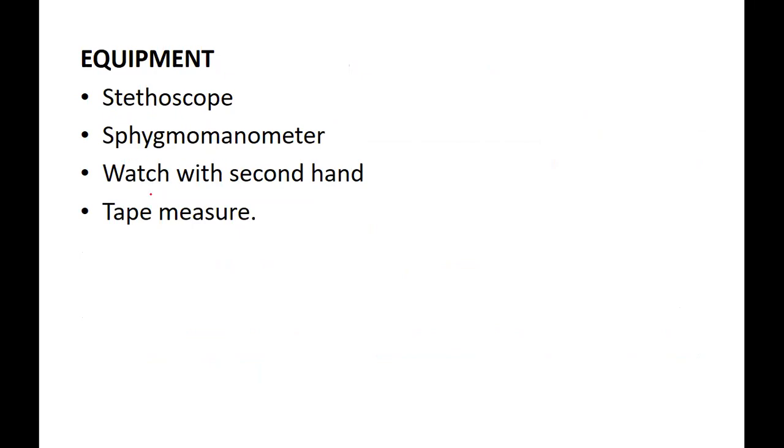Now, in terms of equipment, the key pieces of equipment that we need will be the stethoscope and a sphygmomanometer. Then we need a watch that has a second hand so that we're able to count the heart rate. And then we need a tape measure that we can use to measure, for example, the anterior posterior diameter of the chest.